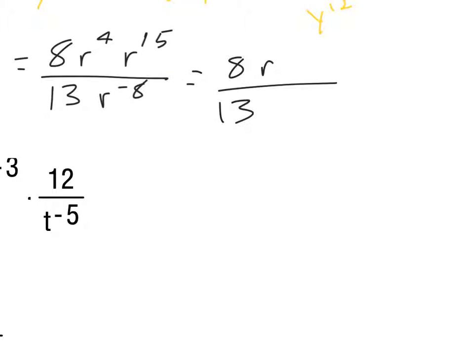I could add the r to the 4th and 15th, add the exponents to get r to the 19th, and then r to the negative 8 comes up to become a positive 8. And we end up with adding 19 and 8 together to get r to the 27th. And then just a plain 13 on the denominator there.